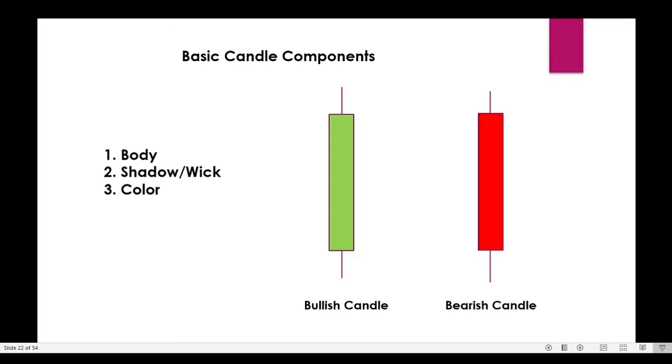There are three things that we notice when we look at a candlestick. Number one is the body. Number two is the shadow or the wick. These lines protruding from the top and the bottom of a candlestick are what we call wicks. And third, the color. Green is what we call a bullish candle, and red is what we call a bearish candle.